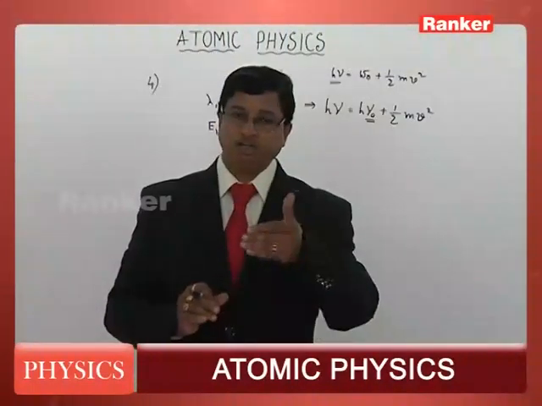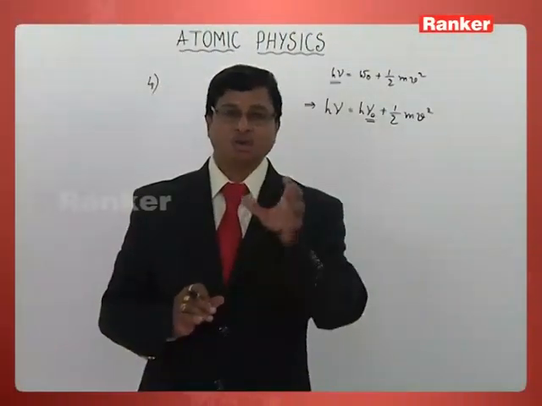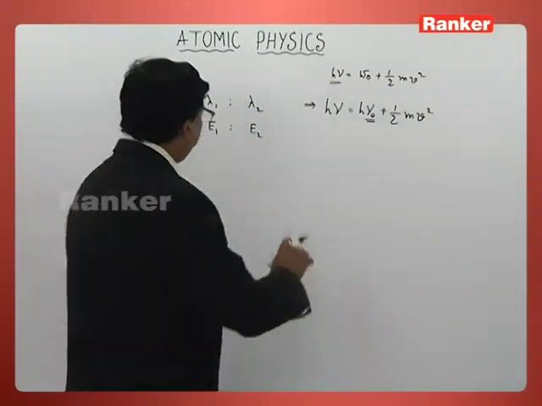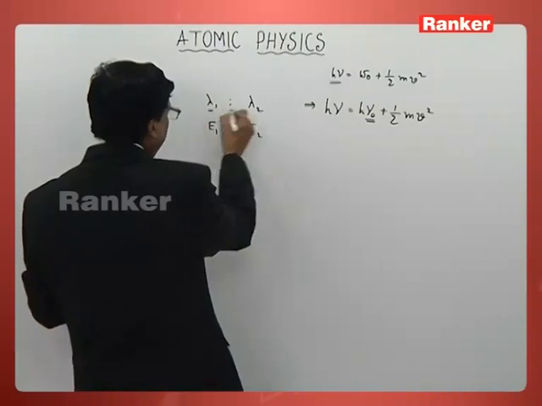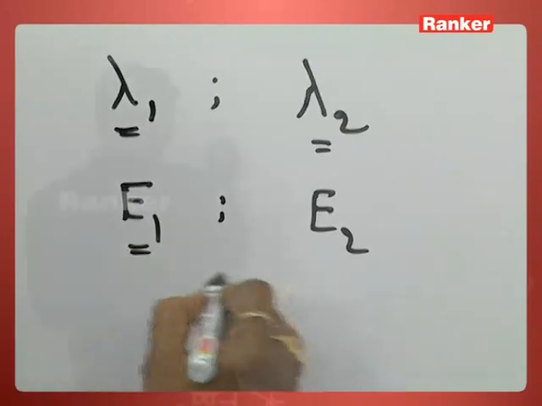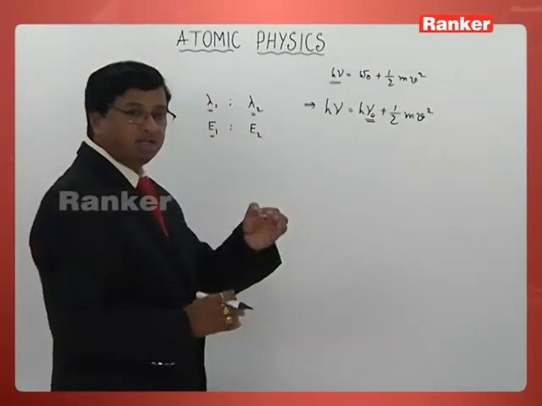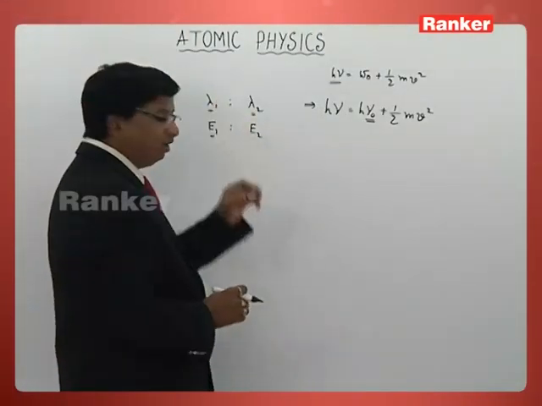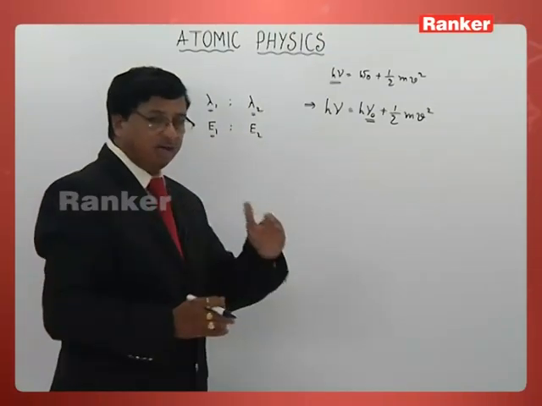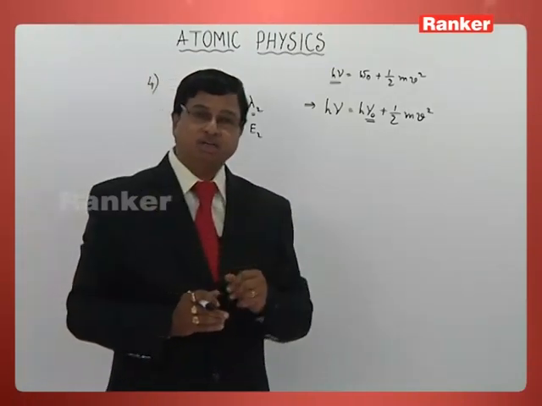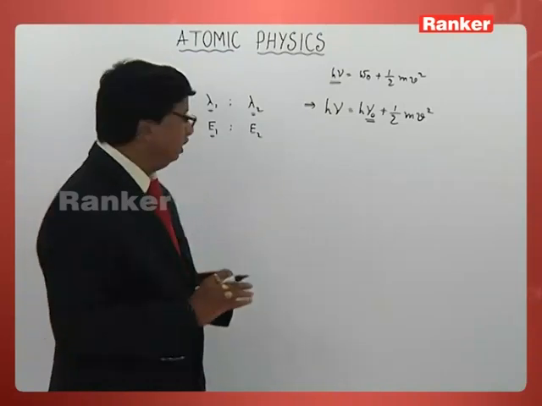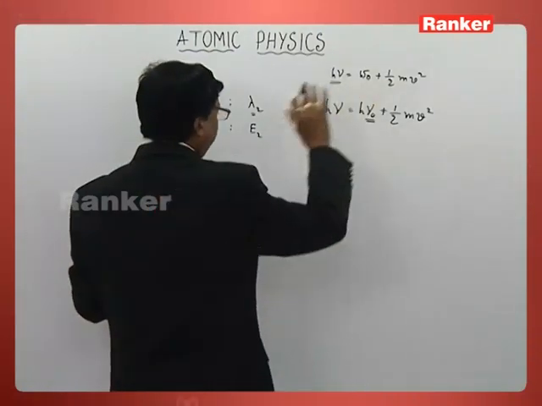Right, let us check which is the correct option out of the four according to the data provided. So lambda 1 is the first wavelength, lambda 2 the second wavelength. E1 is the kinetic energy of the first electron emitted when lambda 1 is the wavelength of incident light. And what is E2 here? Kinetic energy of that electron emitted when the wavelength of incident light is lambda 2. So let us write this equation twice.